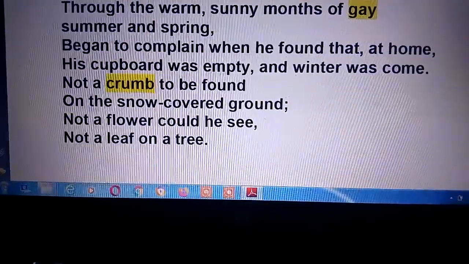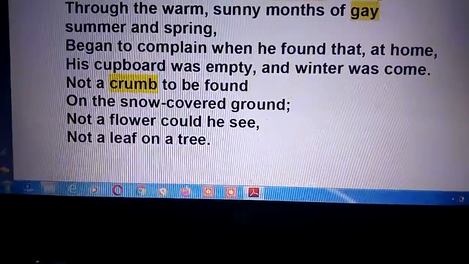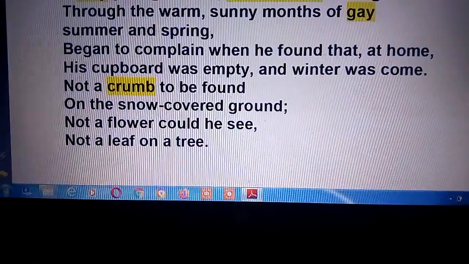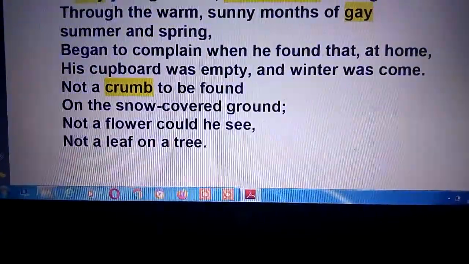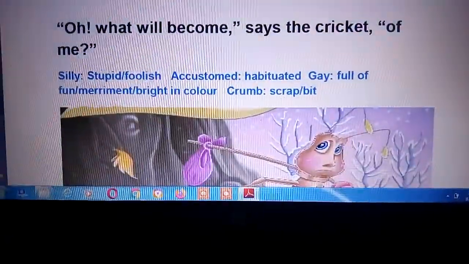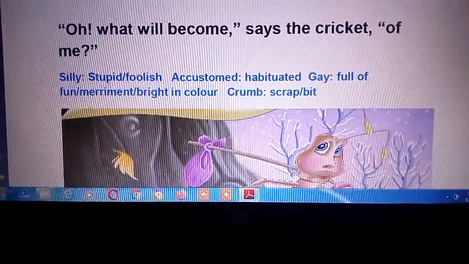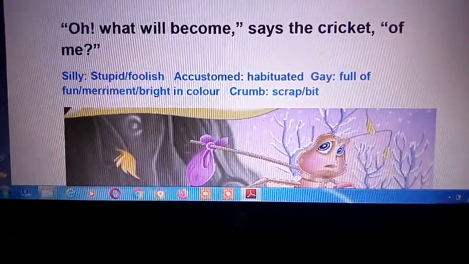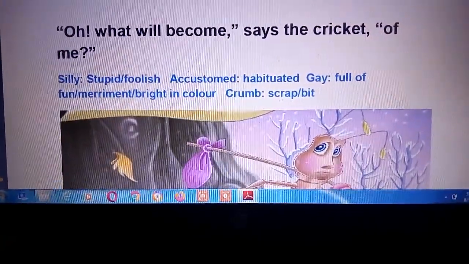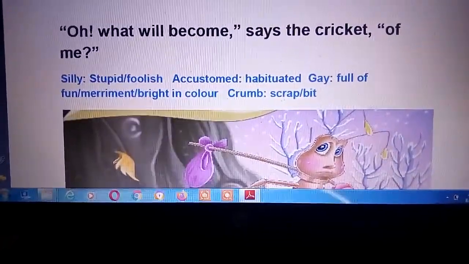On the snow-covered ground, not a flower could he see, not a leaf on a tree. And so the cricket was unable to find anything because everything was covered with snow. Okay, so his larder or his cupboard was empty. Oh, what will become of me, says the cricket. This is the complete sentence. Oh, what will become of me? So what will happen to me?